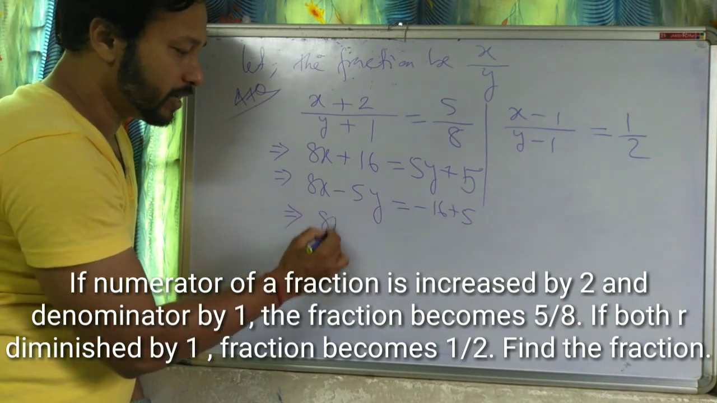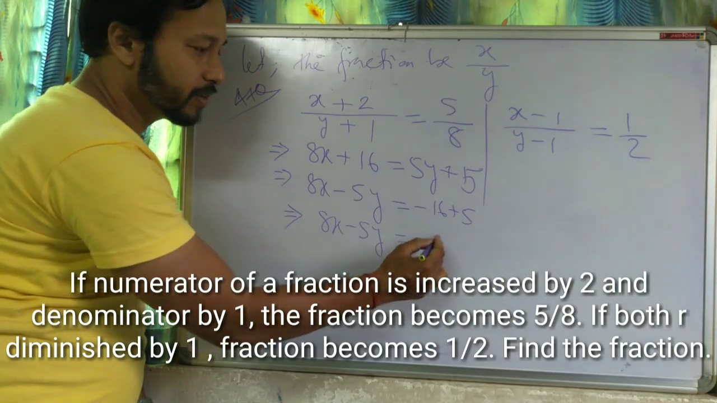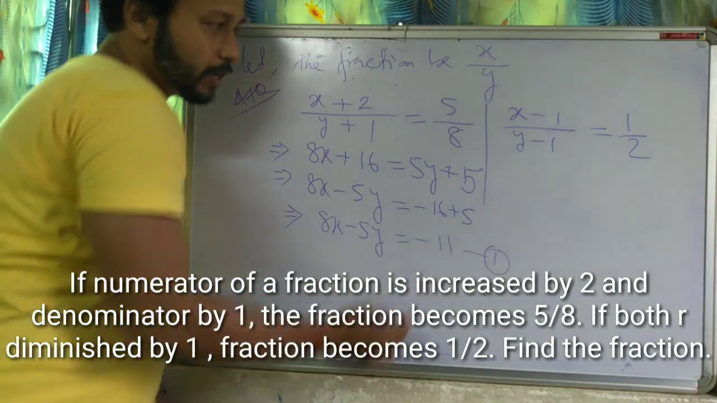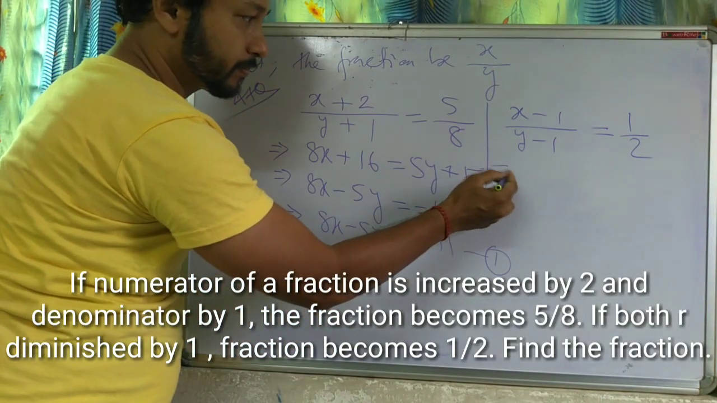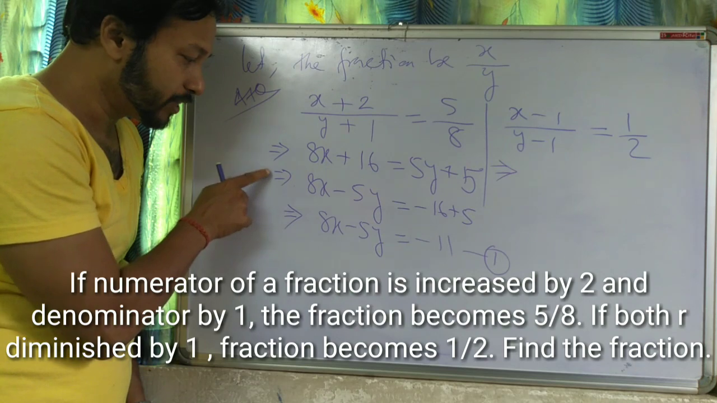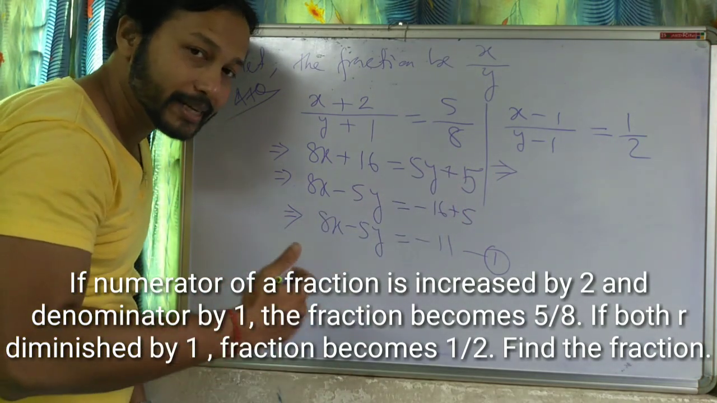8x minus 5y minus 16 plus 5. So this is my first equation. Now let us go for the second equation. And one more thing, don't forget to put this implied sign. These are important, otherwise marks get deducted.